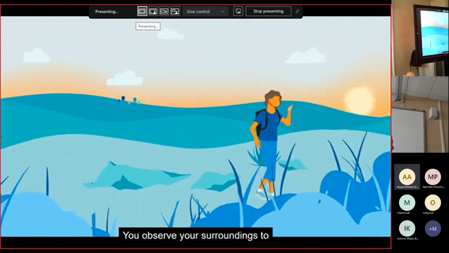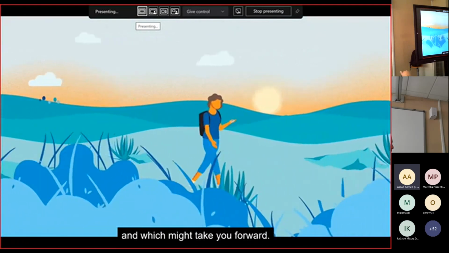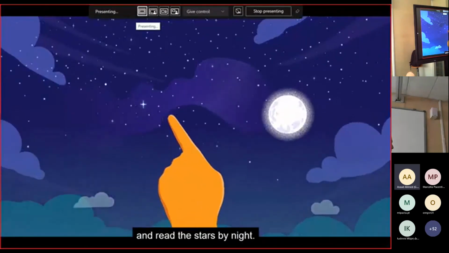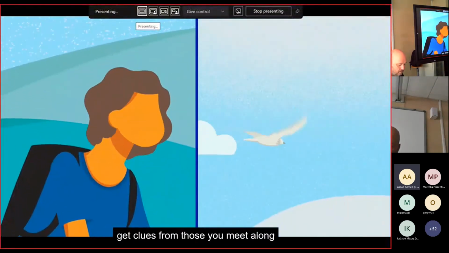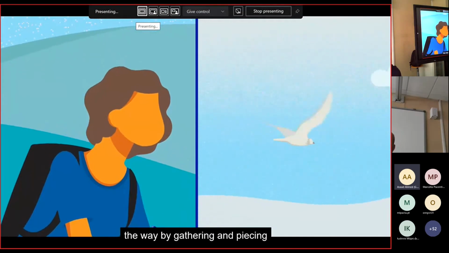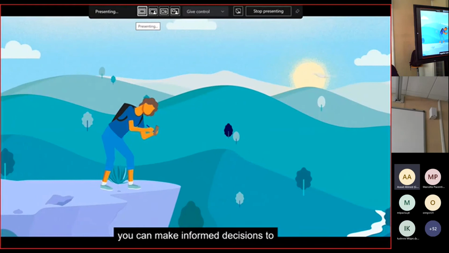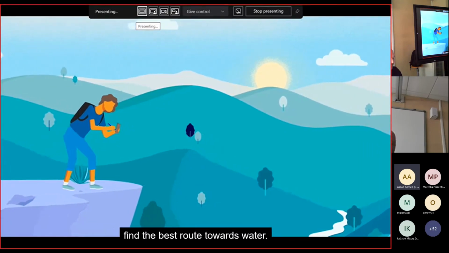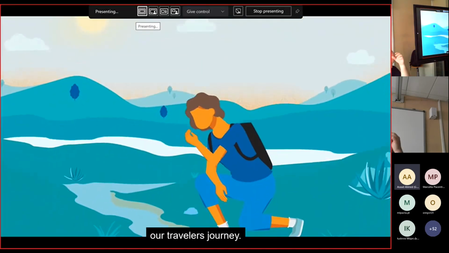You observe your surroundings to figure out which routes are dead ends and which might take you forward. You could use a compass by day and read the stars by night. As you continue, you pay attention to landmarks and get clues from those you meet along the way. By gathering and piecing together your knowledge of the landscape, you can make informed decisions to find the best route towards water. Water modelling is a lot like our traveller's journey.